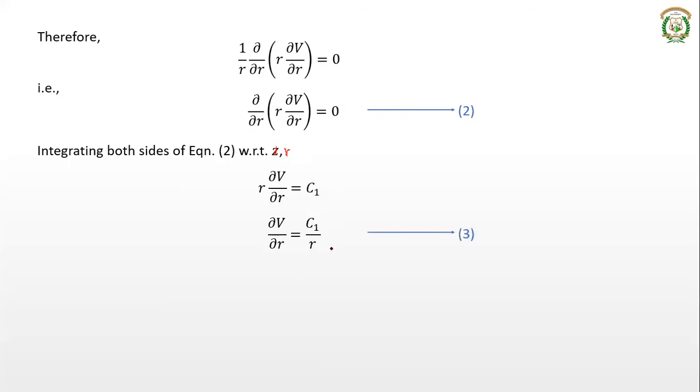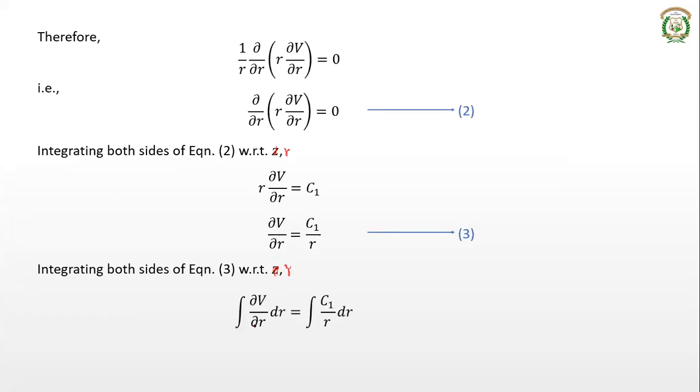So again, integrate both the sides of this equation with respect to R. If you integrate this with respect to R, what do you get? Integration and differentiation get cancelled, so what remains is V, right? Then C1 is a constant, so if you take it outside, integration of 1 by R dR is ln R, plus a constant C2. Okay, so this is the expression for potential, that is C1 ln R plus C2.